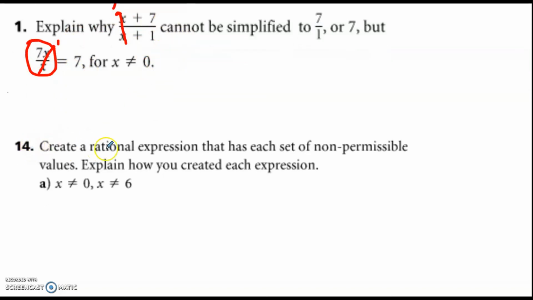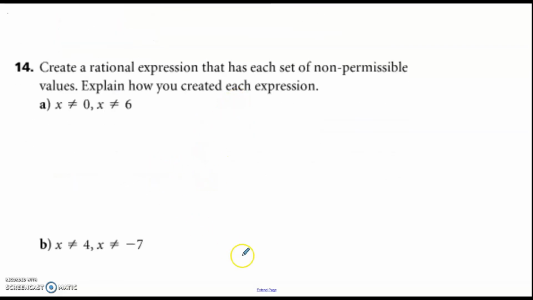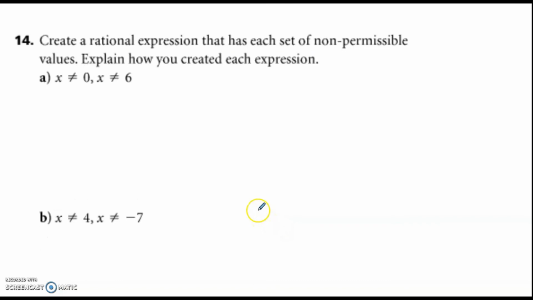For number 14, create a rational expression that has each set of non-permissible values. Explain how you created each expression. Okay, this is fascinating. So you want to make up a rational expression where the non-permissible values are x does not equal 0 and x cannot equal 6. So, if that's the case, remember, when you solve these, you would have had these equal to 0. Well, you gotta go backwards.